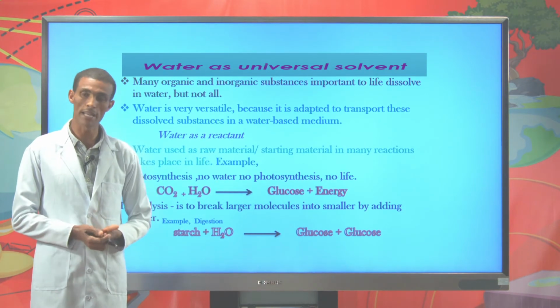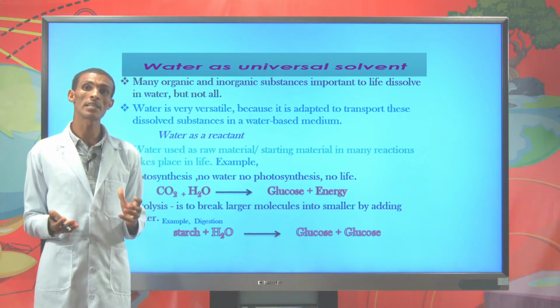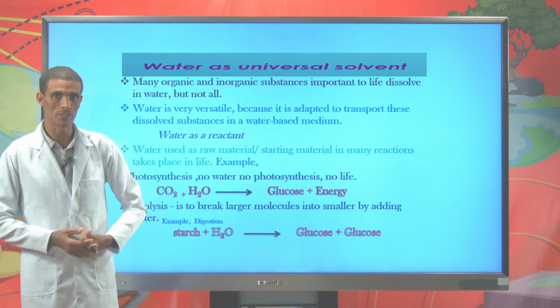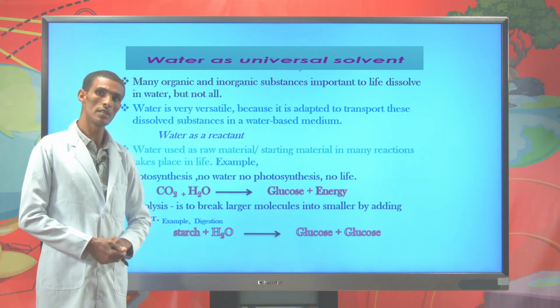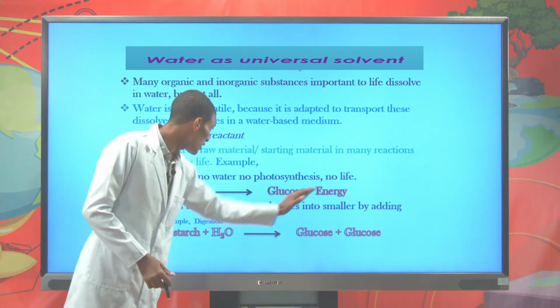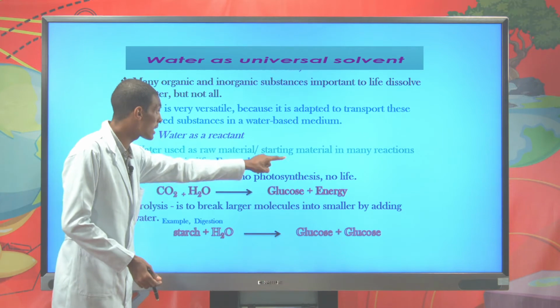like in passive transport. Another very important property of water is that it can act as a raw material or starting material for many reactions, which means if water is lost, that reaction may not take place. For example, in photosynthesis, water is a raw material. If water is absent, glucose cannot be made. If glucose cannot be made, life may not continue. Energy generation in the form of ATP may not take place. So water is an essential raw material of photosynthesis.